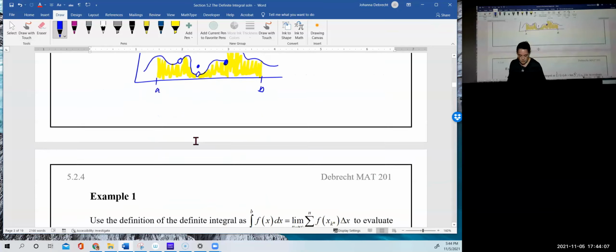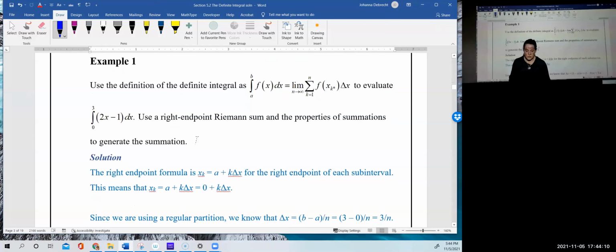Let's take a look now at example 1, which is using the definition of the definite integral to evaluate a definite integral from 0 to 3 of 2x minus 1 dx. We're going to use a right endpoint Riemann sum, as we were doing in class before when we were doing Riemann sums. We learned the left endpoint, the right endpoint, and I threw in the midpoint as well because I think it's important to talk about the midpoint since it is one of the more accurate ones. And we're going to use the properties of summation in order to generate this sum.